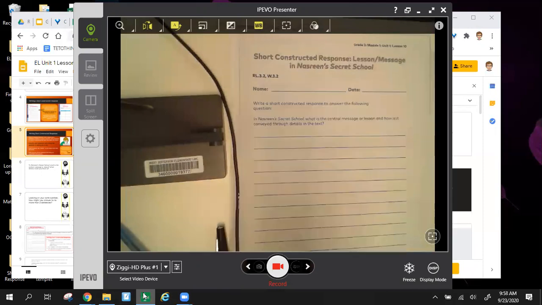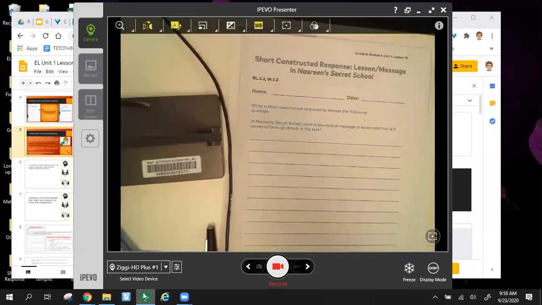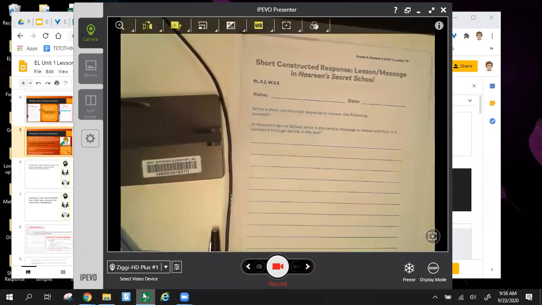All right. So the question says, in Nazarene's secret school, what is the central message or lesson? Do you remember what a lesson or a moral is? Yep. Cooper, what is it? What's a moral or a lesson?